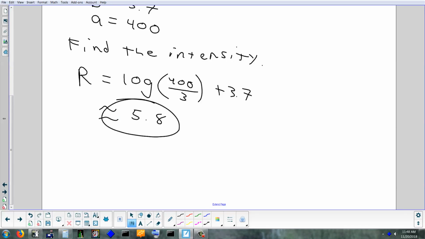That's a lot stronger than any real earthquakes we get around here, but I think some of the more powerful ones have been magnitude 7 or 8, which, again, magnitude 8 would be over 100 times more powerful than this one. Well, that's it. Any questions on that?